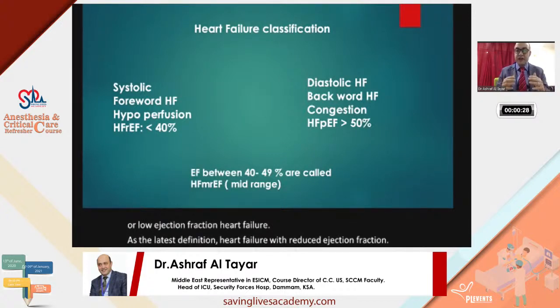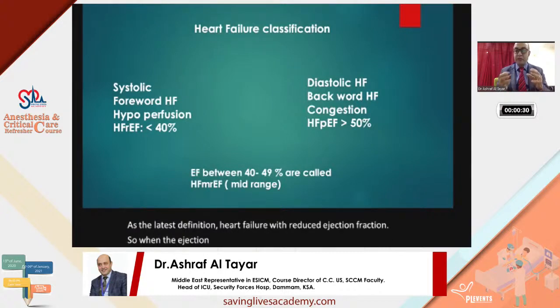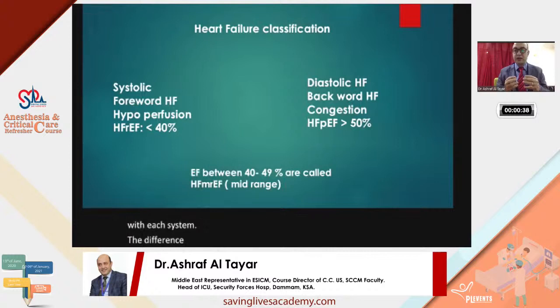So when the ejection fraction, the amount of blood which is ejected with each systole, the difference between the end diastolic volume minus the end systolic volume divided by the end diastolic volume times 100, this is the ejection fraction. And the other type, which is with maintained systolic function, but the diastolic function of the heart is impaired.